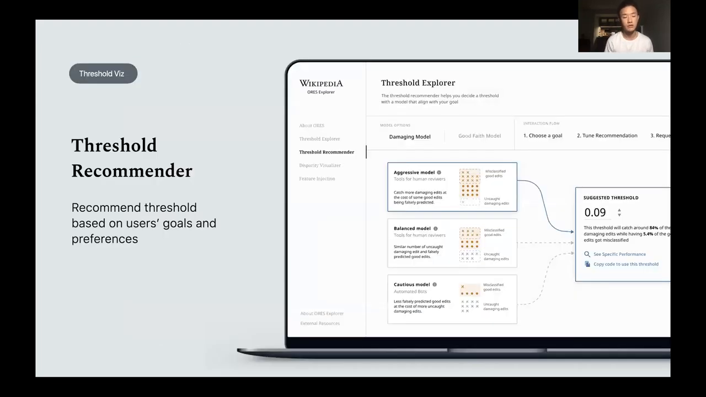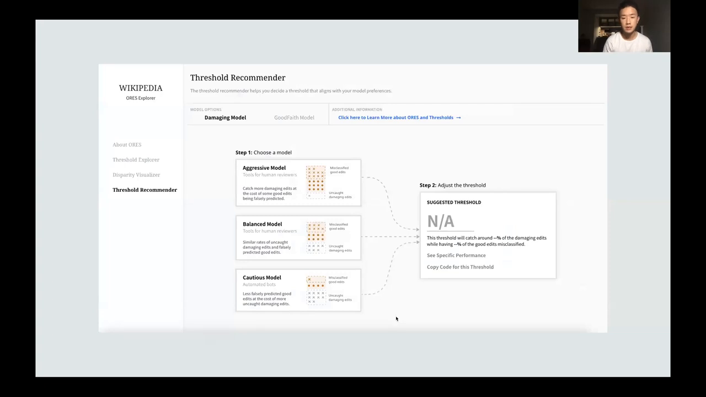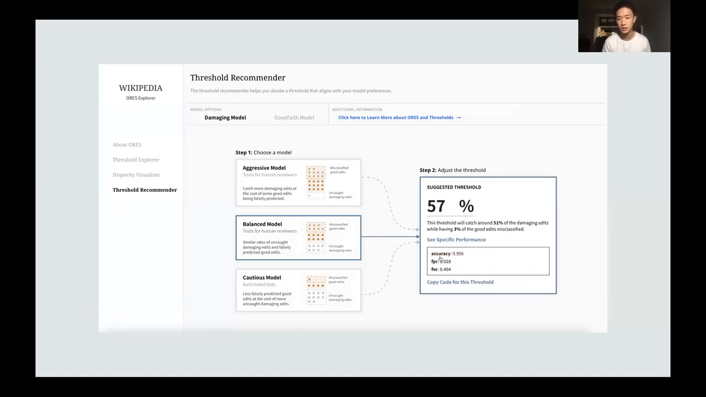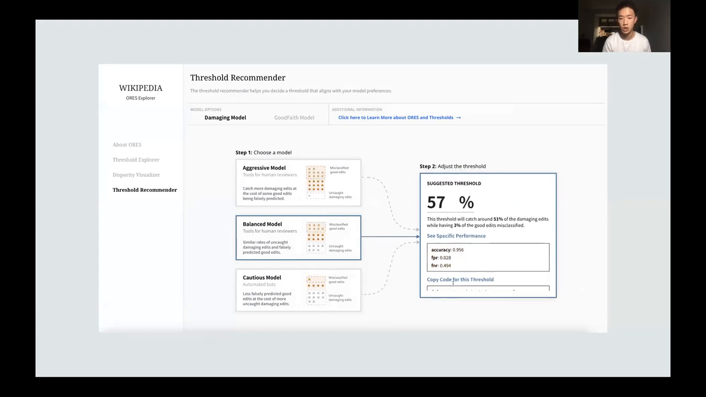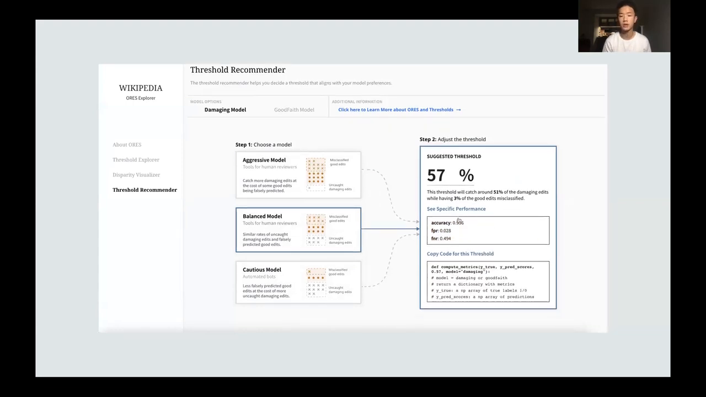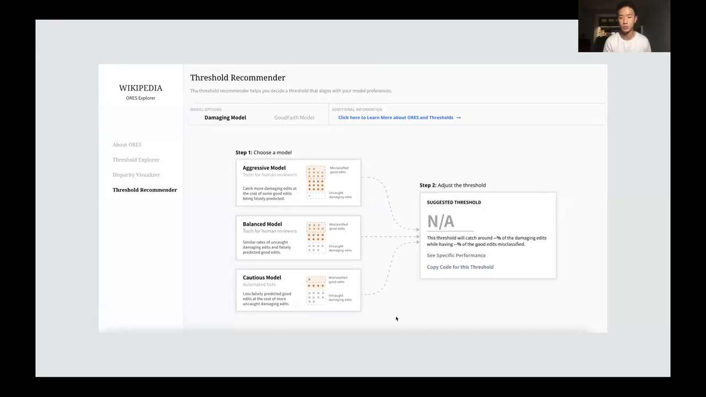The next interactive visualization we have is Threshold Recommender. Instead of letting the user explore by dragging the slider, Recommender will directly recommend a threshold based on the user's goals and preferences. As you can see in this demo, the user has three options: aggressive model, balanced model, and cautious model, with descriptions and graphics to help them understand what it means. After the user chooses a model that feels right to them, they can also fine-tune it, as you can see here, and see the specific performance of that threshold, and also directly copy the code to use it to build their tool.